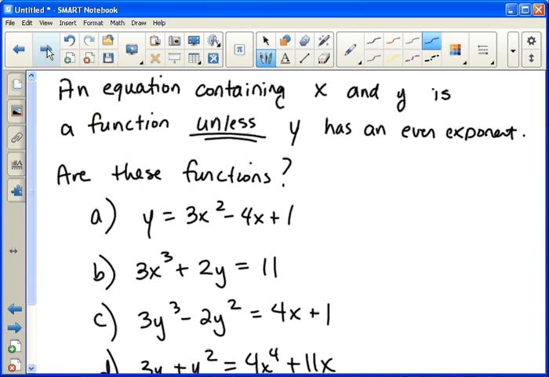So as we look at a, we look at y right here. That's y to the first. So that is a function. Yes, it's a function, because again, it's a function unless y has an even exponent. Okay, we look at b, we just look at y here. Okay, yes, that's still a function, because the exponent's not even, so we're okay. It is a function.